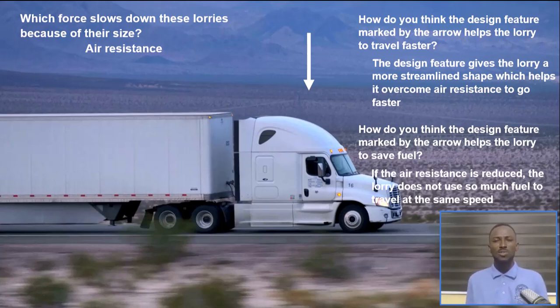So far, we have looked at the various types of forces that act on objects, whether the object is stationary or moving. We've discussed gravity, normal force, air resistance, and friction. These are some of the main or fundamental forces that act on objects, whether stationary or moving.